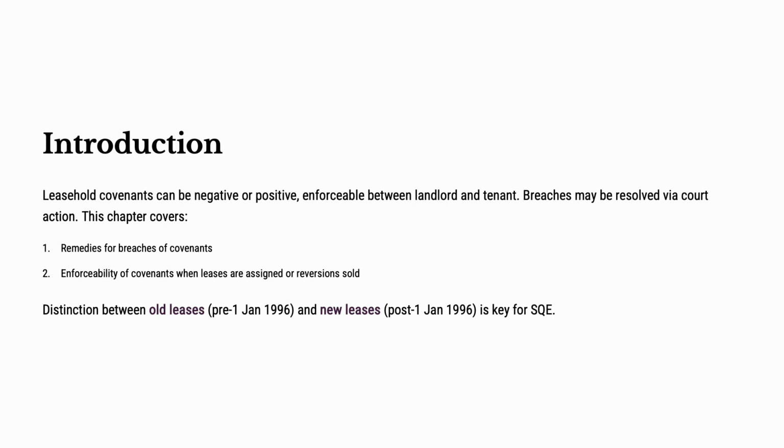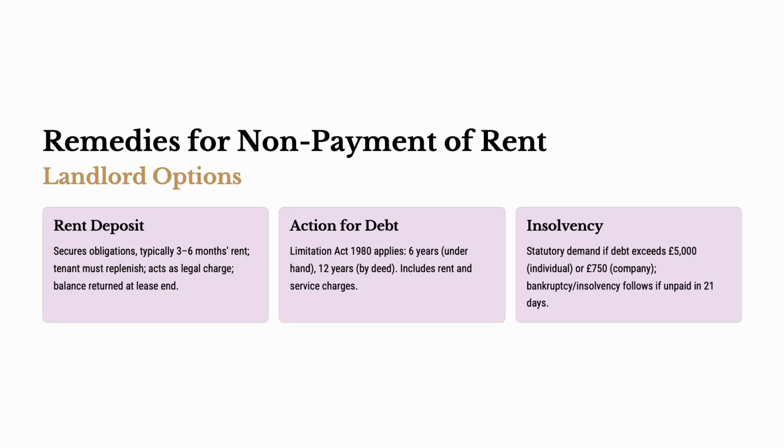Third, the critical distinction between old leases created before 1st January 1996 and new leases created on or after that date. The 1996 date is crucial because the Landlord and Tenant (Covenants) Act 1995 fundamentally changed how covenant liability works. Understanding this distinction is essential for analysing enforceability problems in the SQE1 assessment. It is a highly tested and highly challenging area, so bear with us and we will try to make it easy for you.